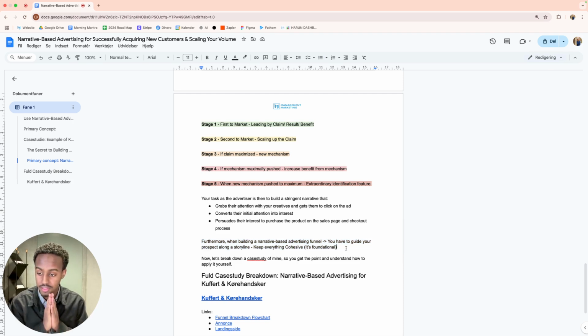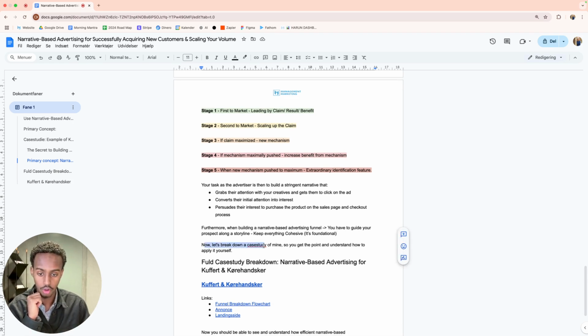Because when you have a specific narrative that essentially resonates with your target audience, you need to keep that narrative from the ad to the landing page to the checkout process until they essentially buy your product. Because if not, the target audience would be thrown off, since your customer journey isn't cohesive.